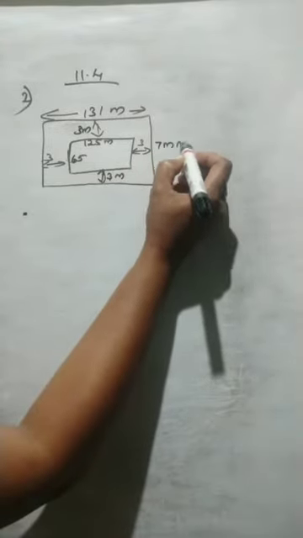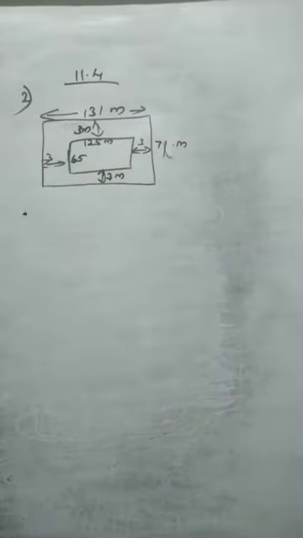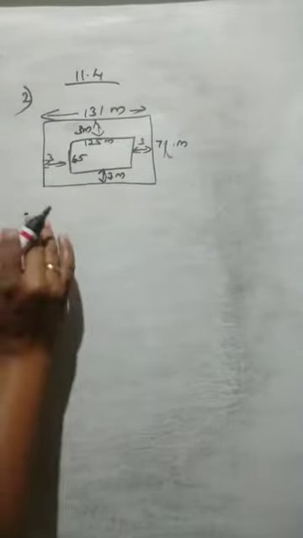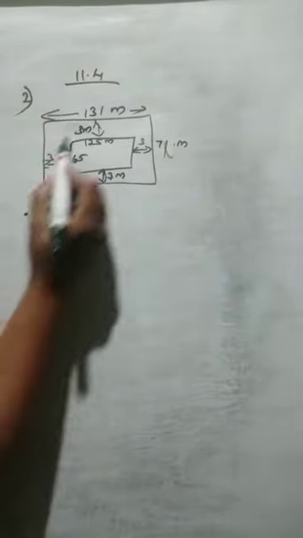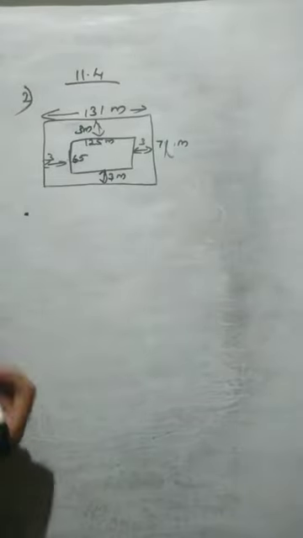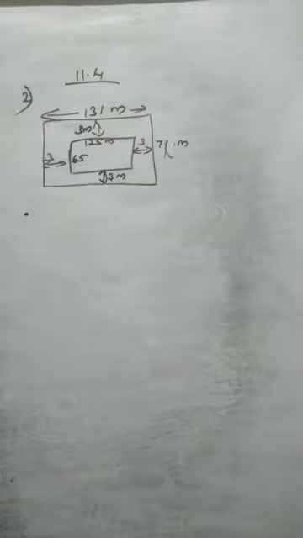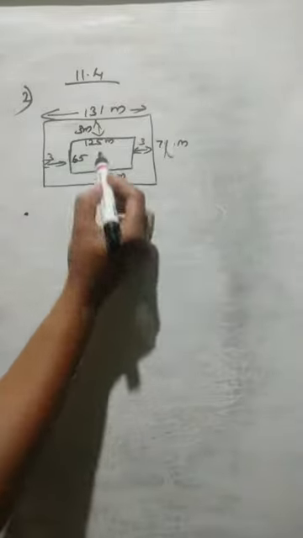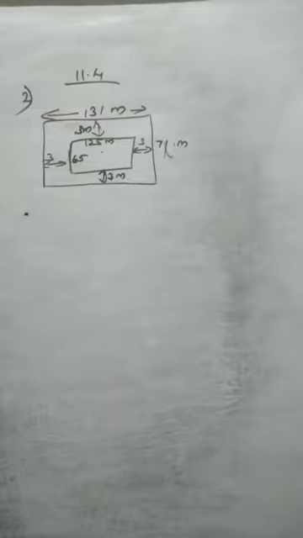Now, 71 meter. Clear? Then, how can we find? We have to find the total area and the area of this park. Okay, then we have to find the difference between this new park and old park, before or not including this path.